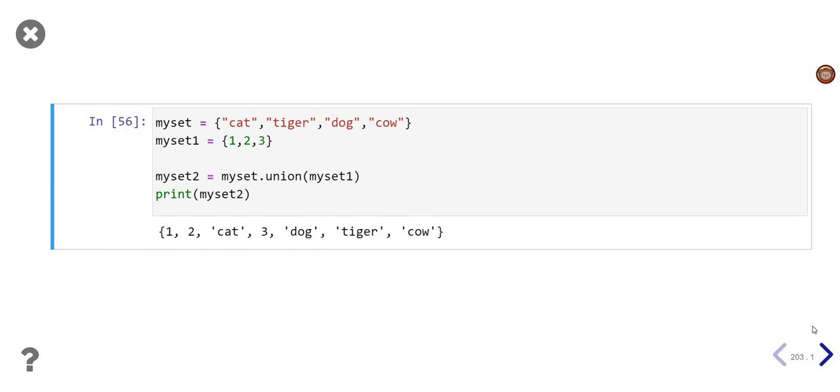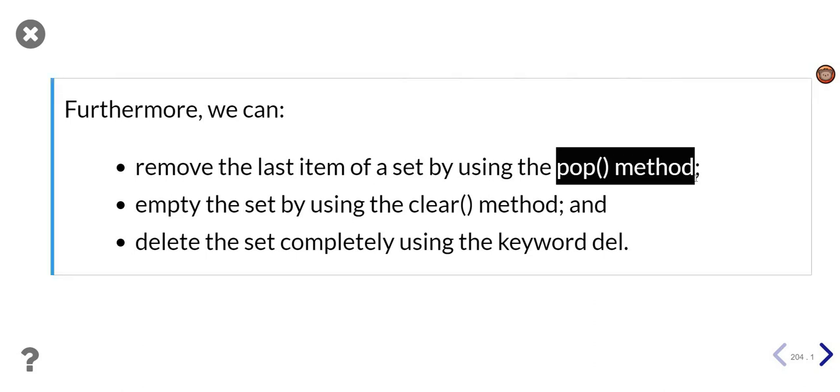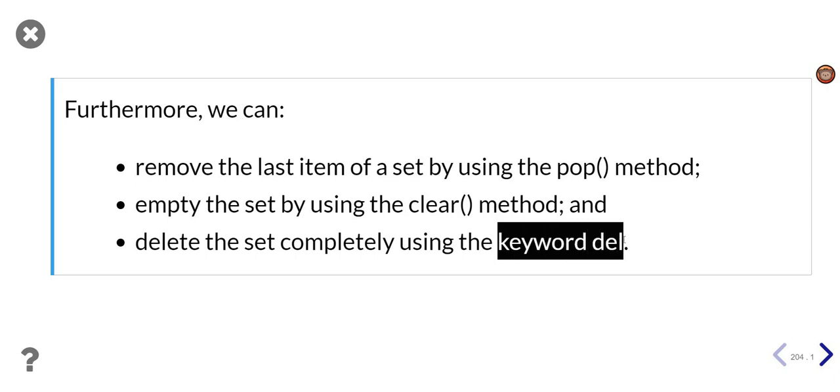Sorry, earlier I didn't make the correct statement. Seeing this note after 1 year. So furthermore, you can actually remove the last item by using the pop method. And you can use the clear method to clear, and of course you can delete the entire set by using the keyword del.